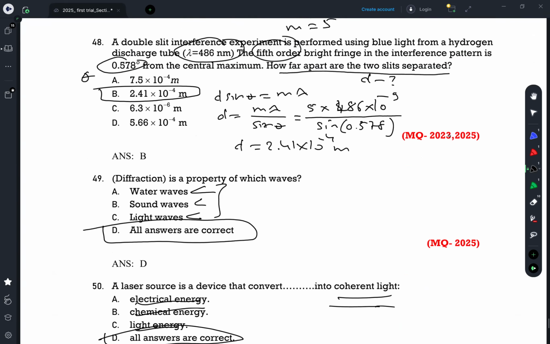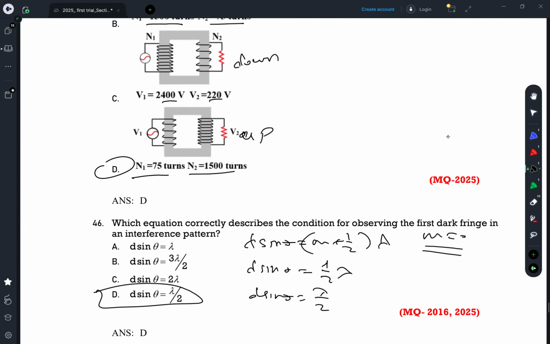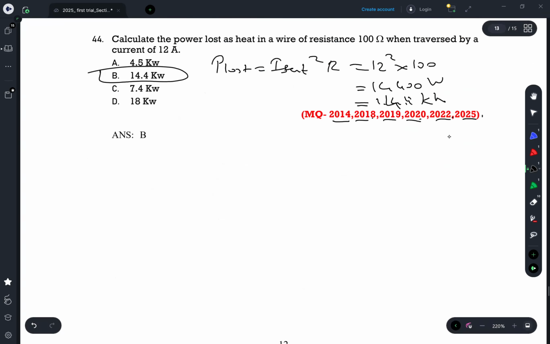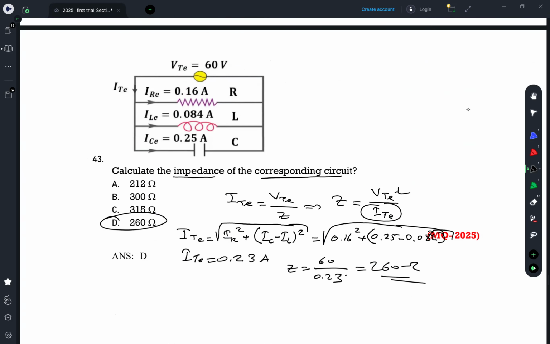These are all the 2025 first trial Wezary questions. Every question was slightly different from the others, and the rest of them were repeated and modified questions. It was an exam as I expected. It was a normal exam.